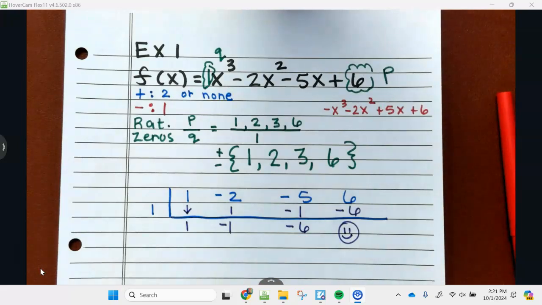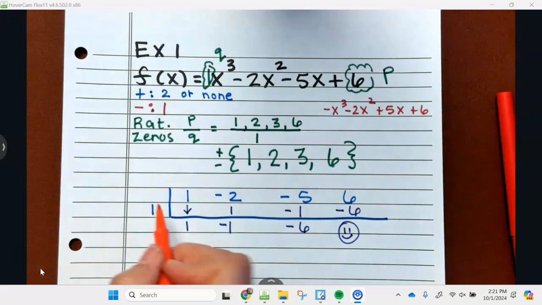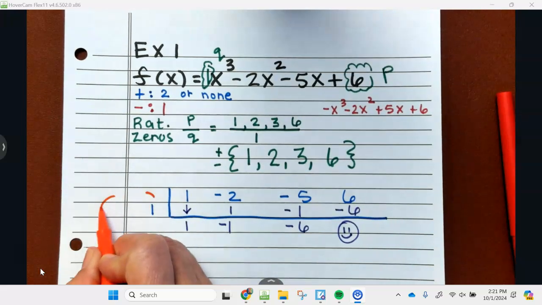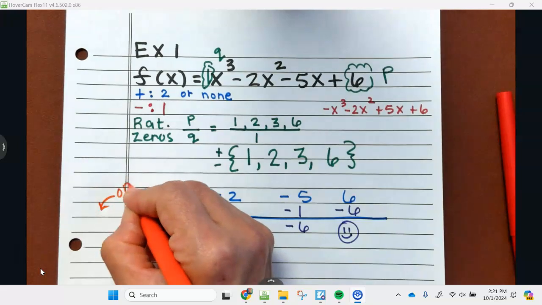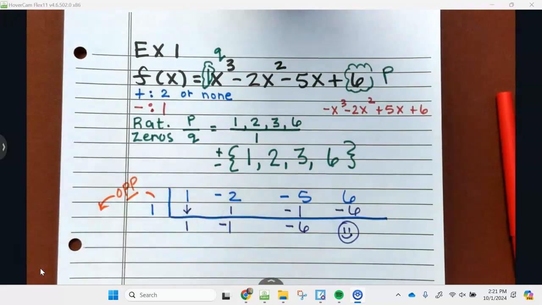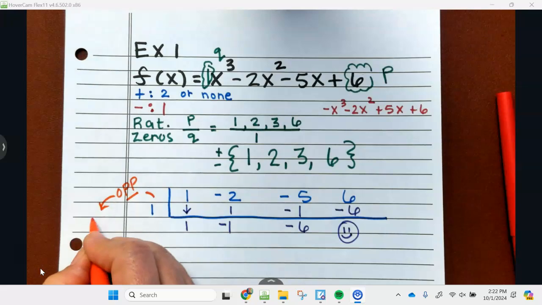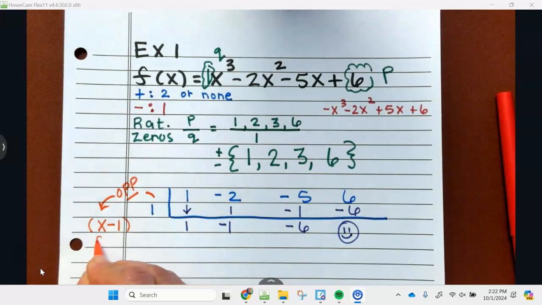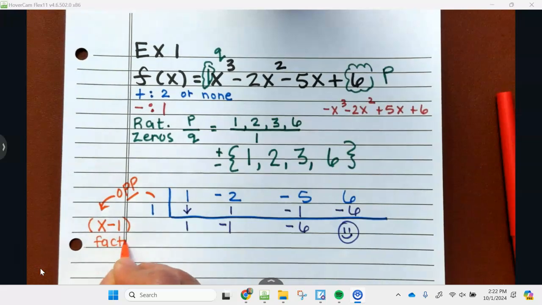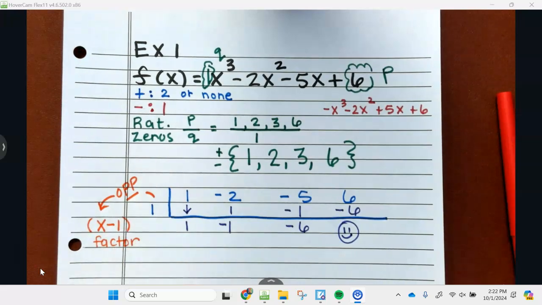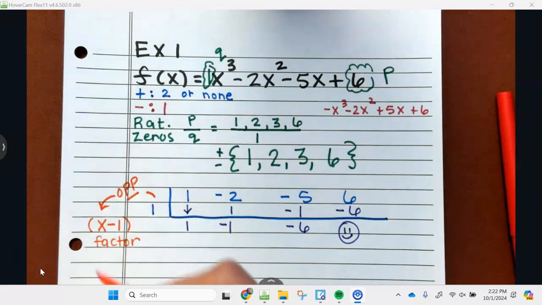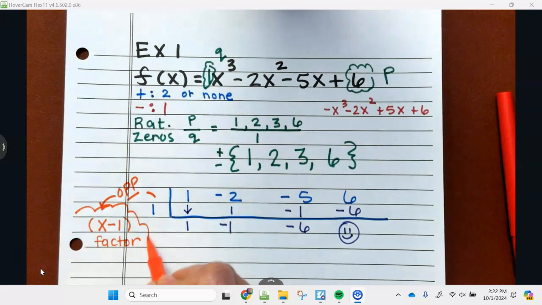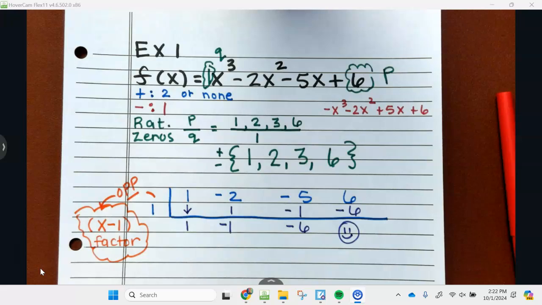Now remember, this 1, when you put it in your factor form, it's opposite. So I know x minus 1 is a factor. And guys, I'm going to put a bubble around that because I'm really not done with it, but I need to focus on something else first. So that's just going to hang out for a minute.